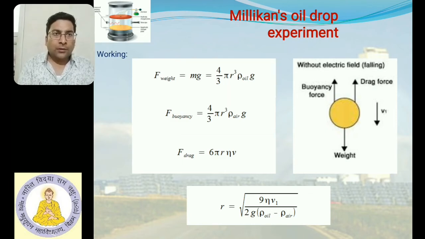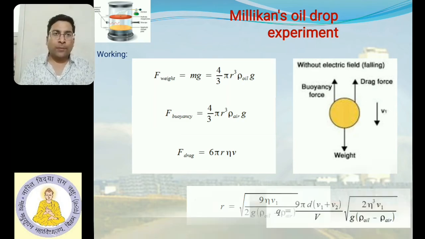To calculate the buoyancy force, we again use the same relation, for the air displaced. So now we use the density of the air, and the relation will be F buoyancy equal to 4 by 3 pi r cube into density of the air into g. Equating all these forces, we can find the value of the radius of the oil droplets.